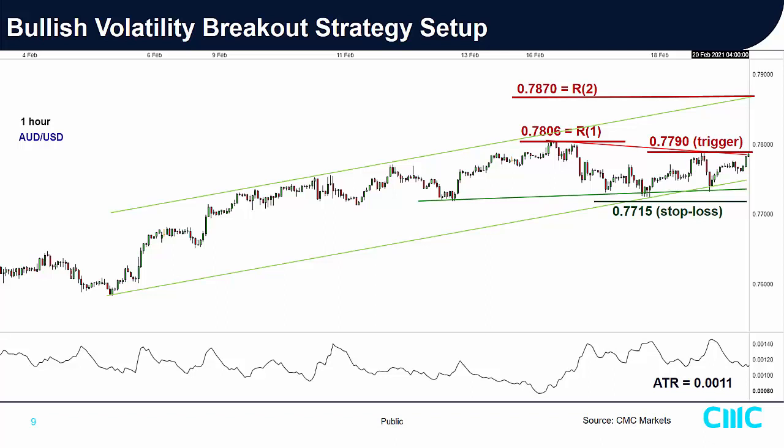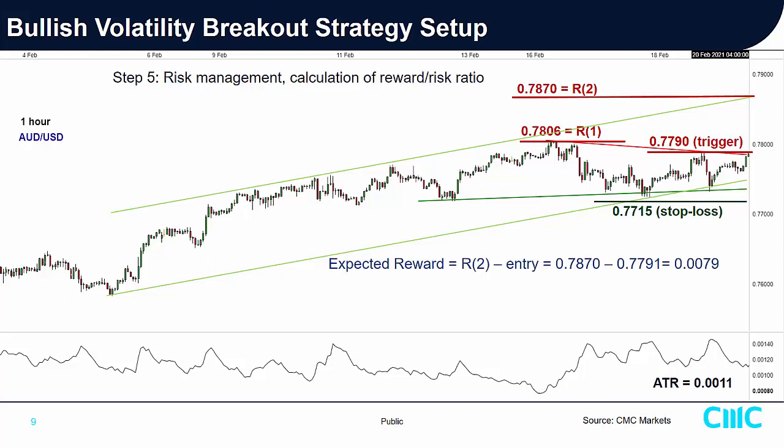All right, in terms of reward risk ratio payout. So this is what I mean by how I calculate the reward risk ratio. For risk management here, the expected reward will be taking my end desired result, which is R2, the resistance 2 at 78.70, minus my entry level, which is above the trigger level, the breakout point at, let's say, 77.91. So at 0.0079, 79 pips will be my expected reward.